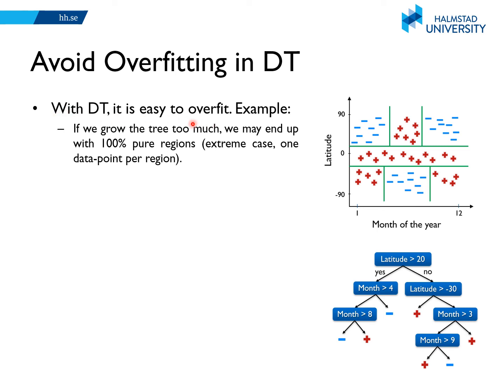So as we just said, it is easy to overfit with a decision tree. If you have a deep tree, which splits the space into a lot of small regions, then you will get pure regions, but this tree is only good on this training dataset and it will not perform well on new unseen test data.